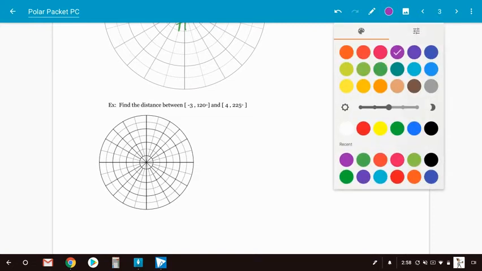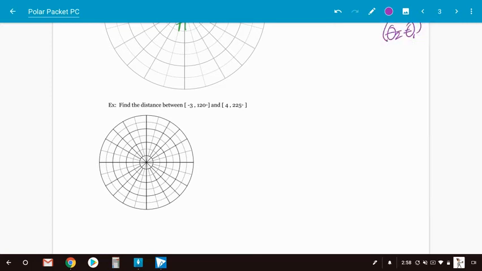So let's draw these on here. So -3 comma 120 would be, 120 is 90 plus 30, 120 is this one. Okay, so here's 120, and then it's -3, so I have to go 3 backwards on this. And this is my point, -3 comma 120.